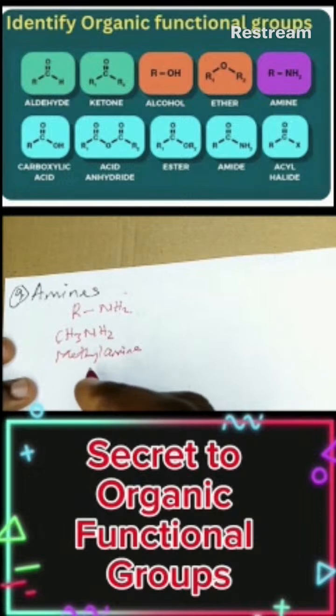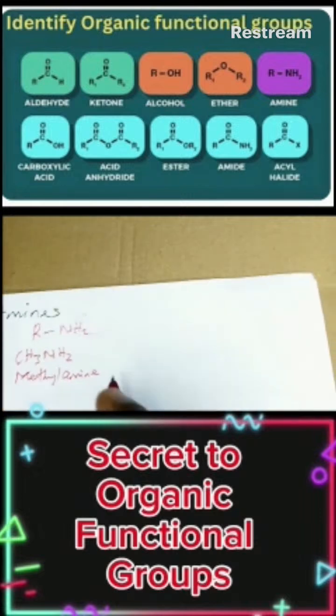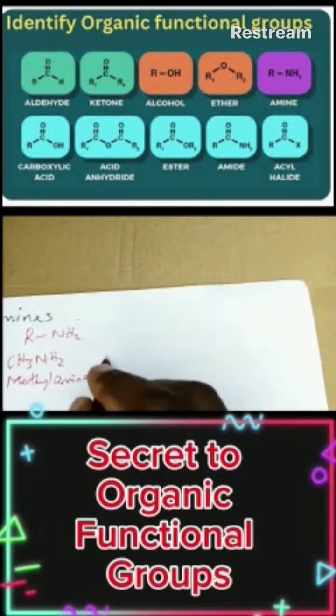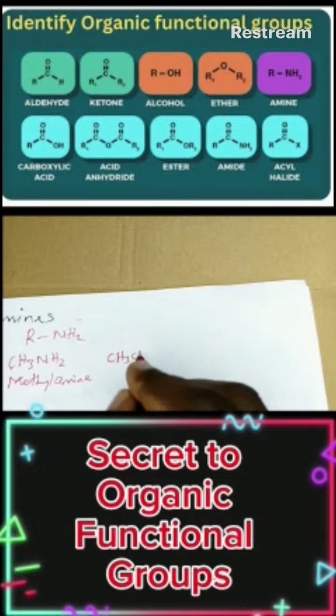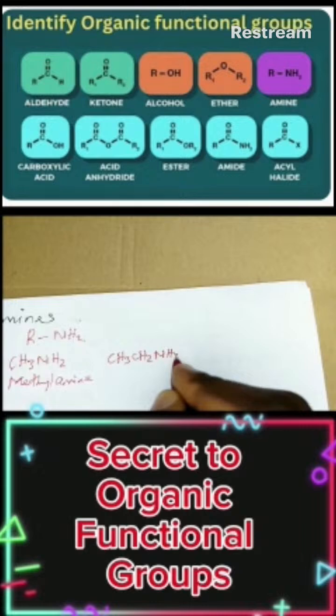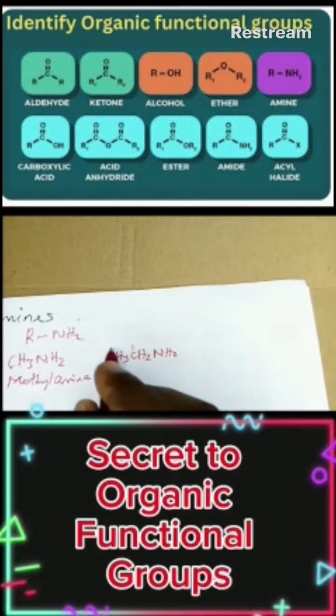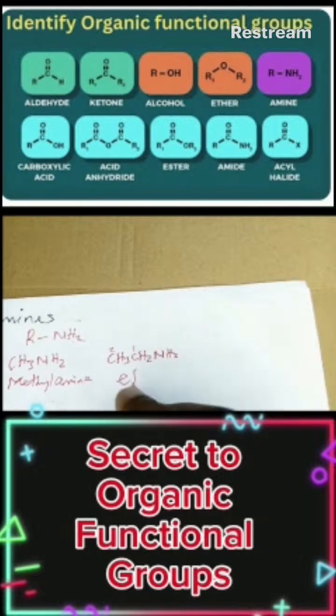Methylamine. If you have another example, if you have CH3, CH2, NH2. This is 1, 2. There are 2 carbons. So this is called ethylamine.